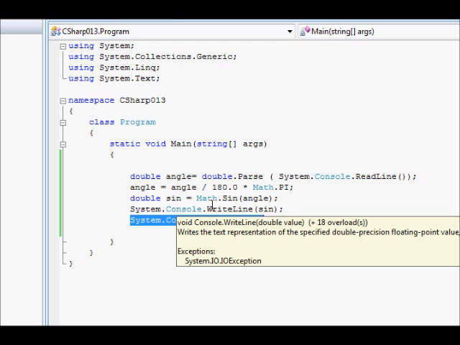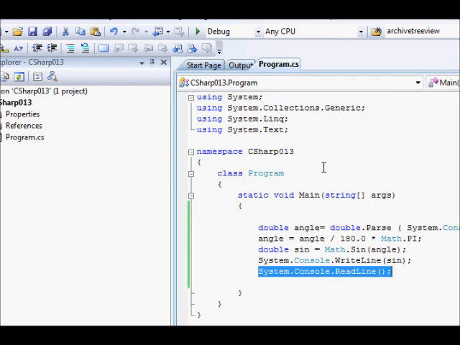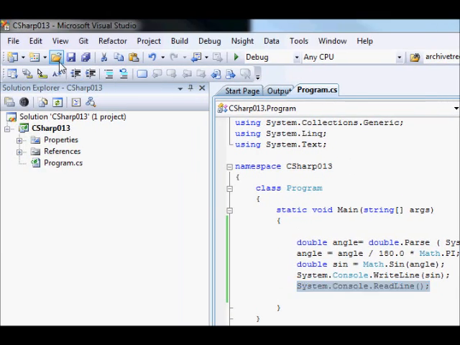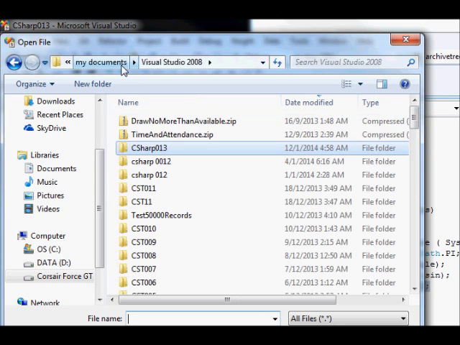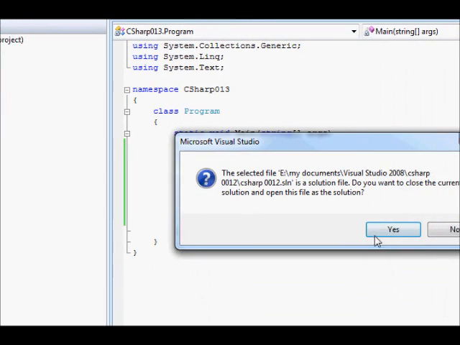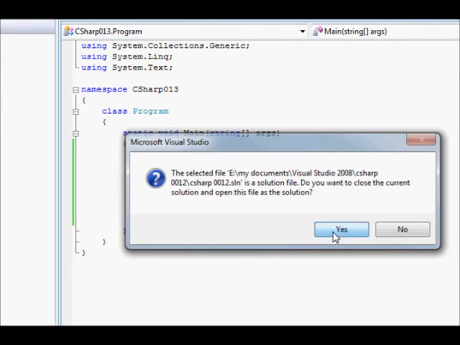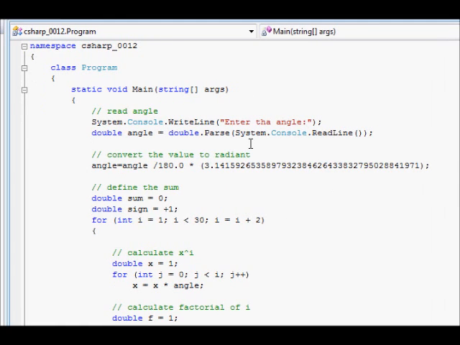Now, if you remember the previous code, I will have to check this out. Let me check this out. I think it was this one. Close current one. I think, yes. Okay, I think it was this one. Right? So now check this program that also calculates the sine.